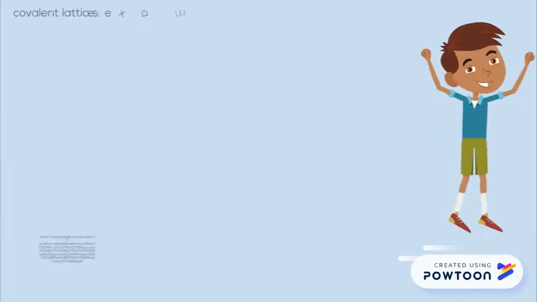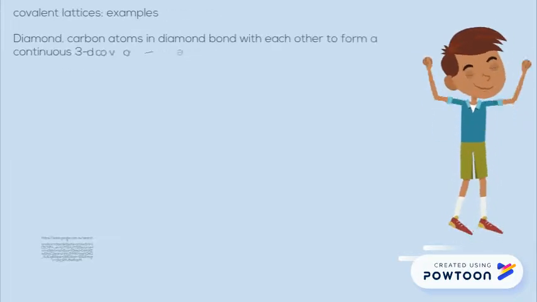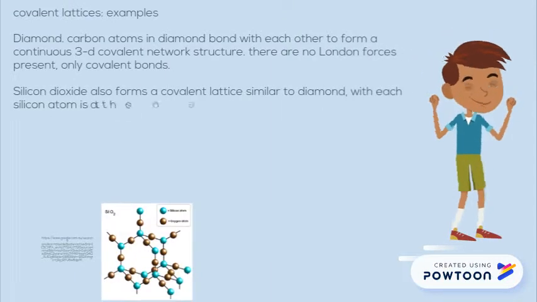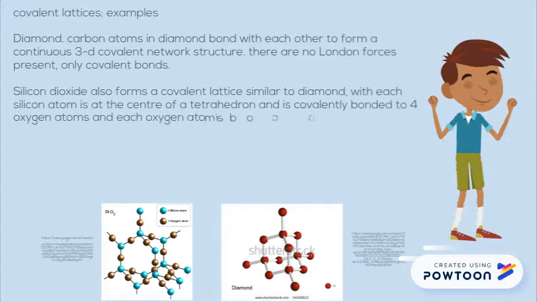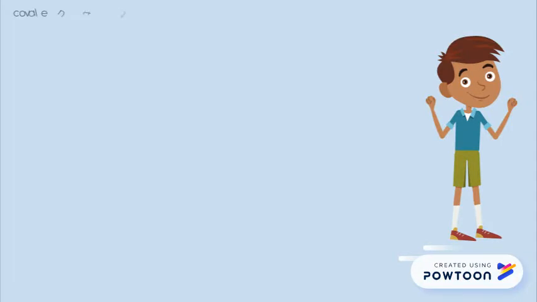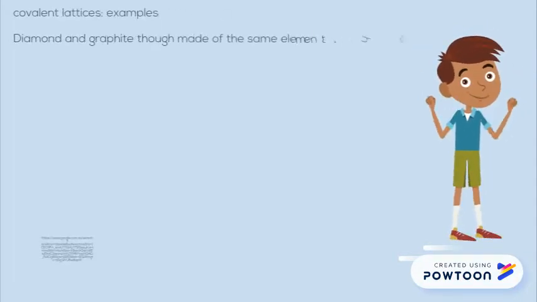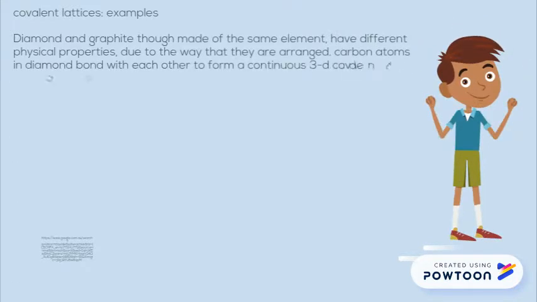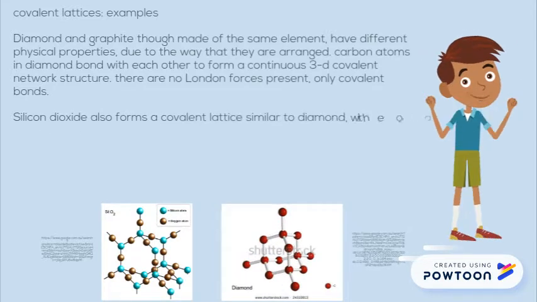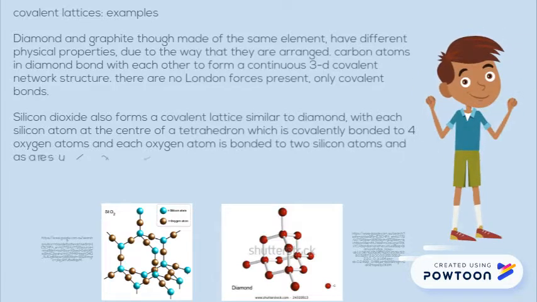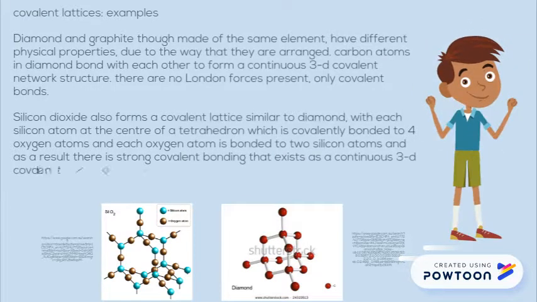Covalent lattices. Examples: diamond. Carbon atoms in diamond bond with each other to form a continuous 3D covalent network structure. There are no London forces present, only covalent bonds. Silicon dioxide also forms a covalent lattice similar to diamond, with each silicon atom at the center of a tetrahedron, which is covalently bonded to four oxygen atoms, and each oxygen atom is bonded to two silicon atoms. As a result, there is strong covalent bonding that exists as a continuous 3D covalent lattice.